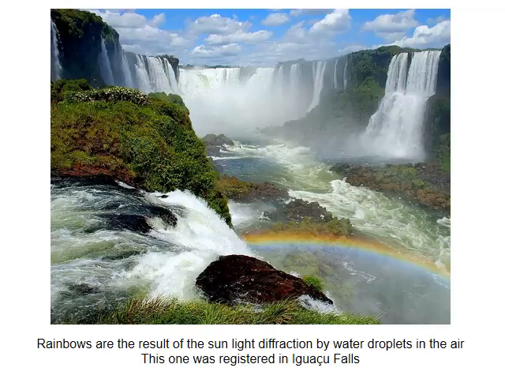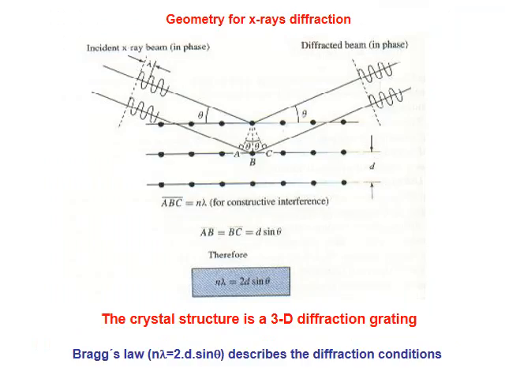Rainbows are the result of the sunlight diffraction by water droplets in the air. This beautiful image was registered in Iguaçu Falls. We have already shown you some images of this astonishing sight in Brazil. So, we may say that crystal structures are 3D diffraction gratings. Bragg's law is shown here. It gives the wavelength that will be diffracted as a function of the interplanar distance and the diffraction angle.